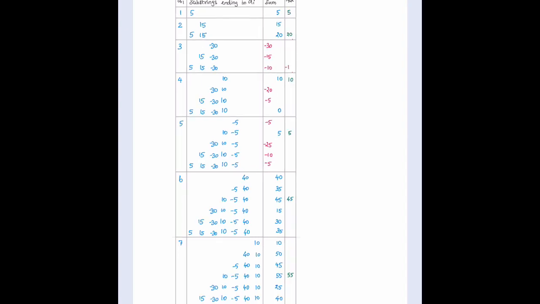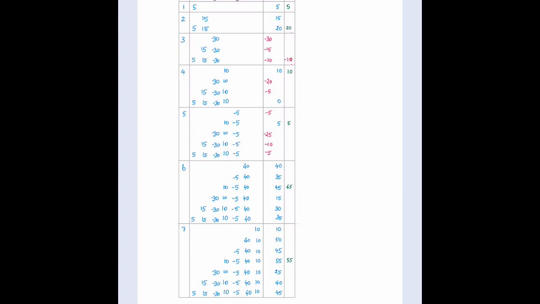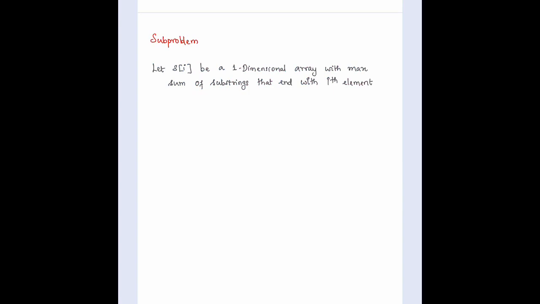I have calculated the max sum in each of the sublists. By looking at the data, we can say that 55 is the maximum sum that we can get with any of the sublists, and that sublist is going to be 10, minus 5, 40 and 10. This is exactly what we need to find with our algorithm. Now let's move on to the algorithm part.